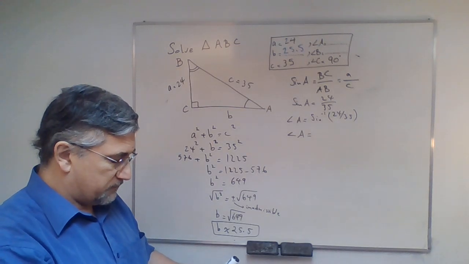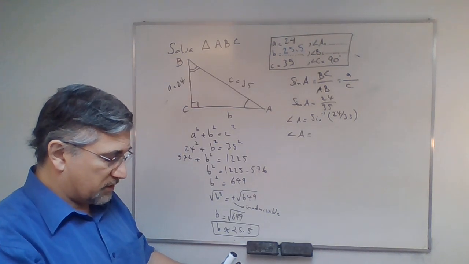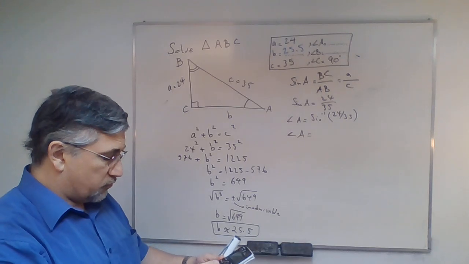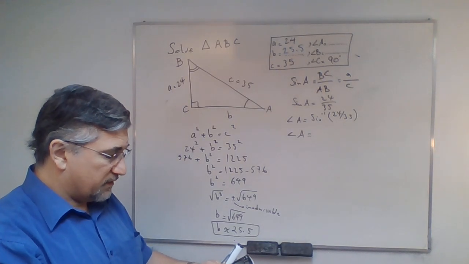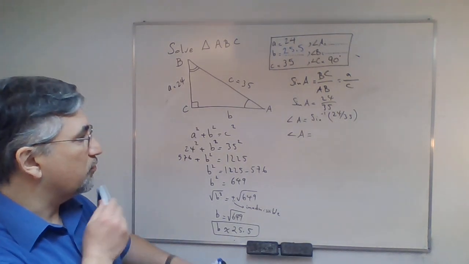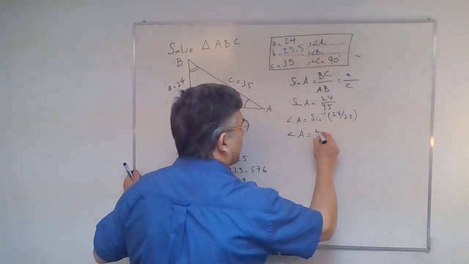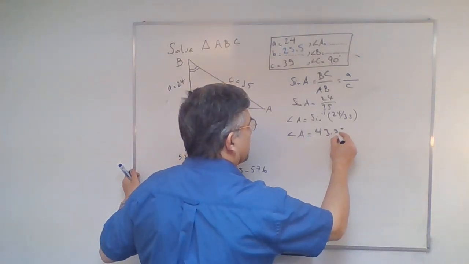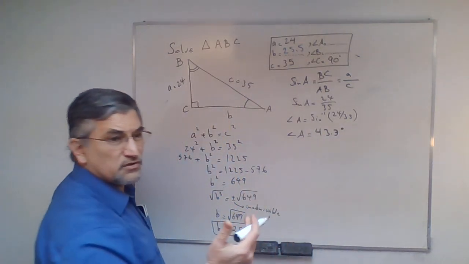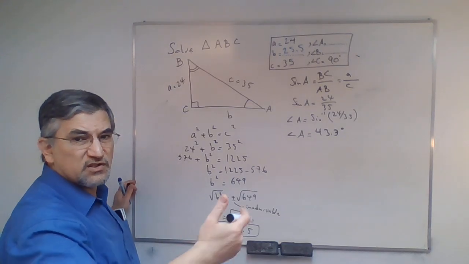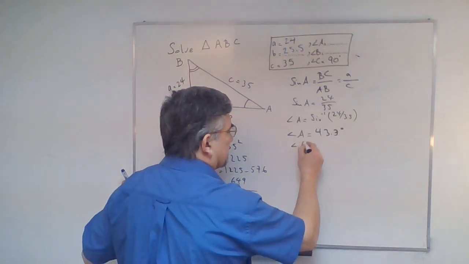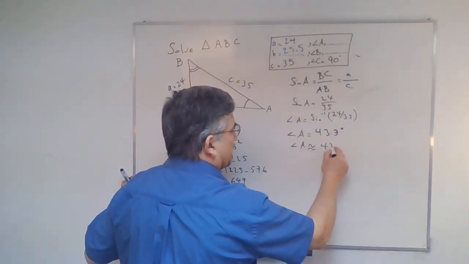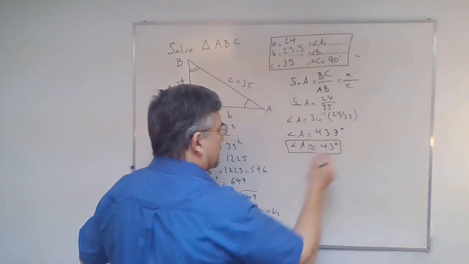Inverse sine, we use the shift key on the calculator. 24 divided by 35, and that is 43.3. So 43.3 degrees. You can round to the nearest degree. Oftentimes it's a good accuracy. So I can say roughly the answer is 43 degrees.